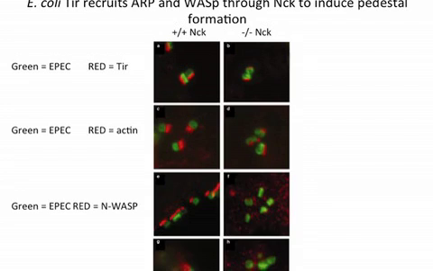This is what's going on here, right? So in this, remember this figure? This is the pedestal. Your E. coli is the green, and your Tir receptor is your red, right? And then over here, you're looking at EPEC plus actin. Here you're looking at EPEC plus WASP. Here you're looking at EPEC plus ARP. The whole thing forms a complex, which is important for pedestal formation, important for forming a web of actin that protrudes the plasma membrane up, right?